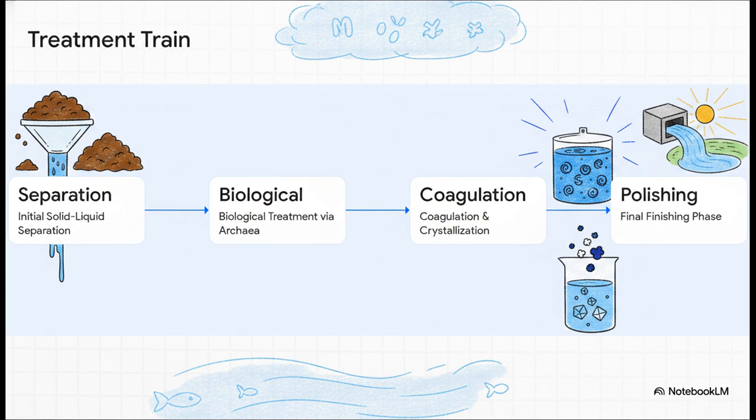A robust, fully compliant system requires initial solid-liquid separation right off the bat, followed by your biological treatment phase using the Archaea. From there, you have to move into coagulation and crystallization for even more phosphorus removal. And finally, run it through a rigorous polishing phase before a single drop of water leaves that facility.